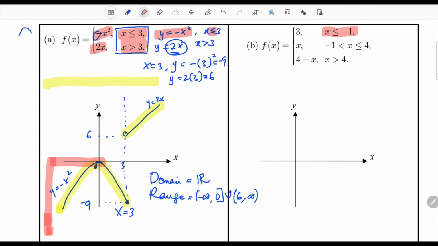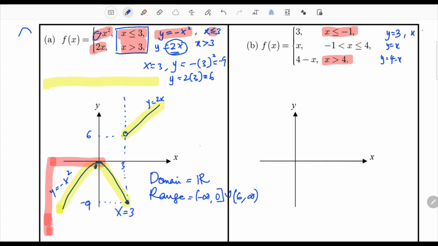Between -1 and 4, you have y equals x. For x greater than 4, you have the graph y equals 4 minus x. So let's just split it. So y equals 3, y equals x, y equals 4 minus x. So there are 3 graphs.